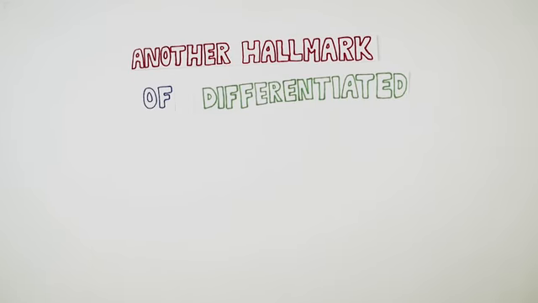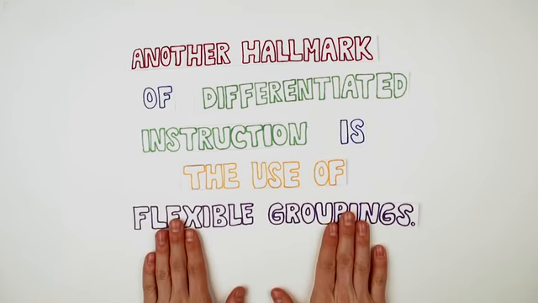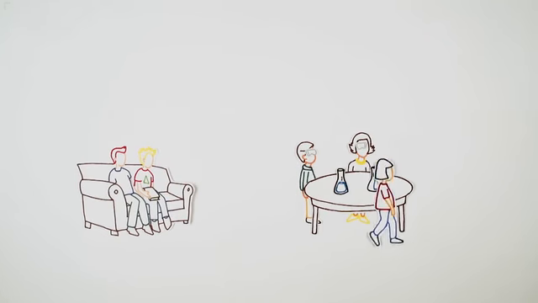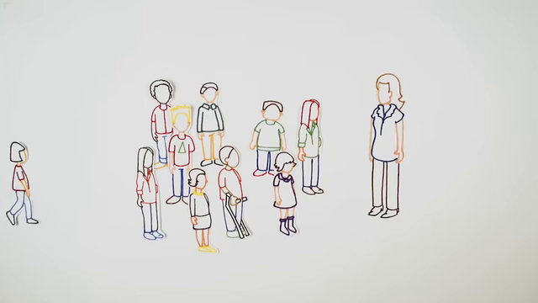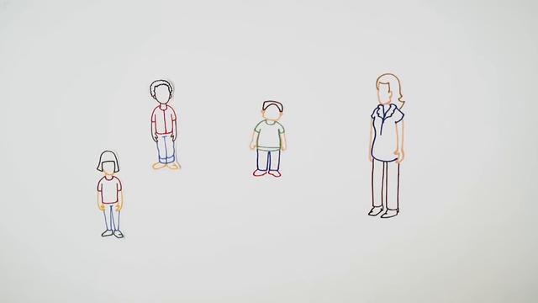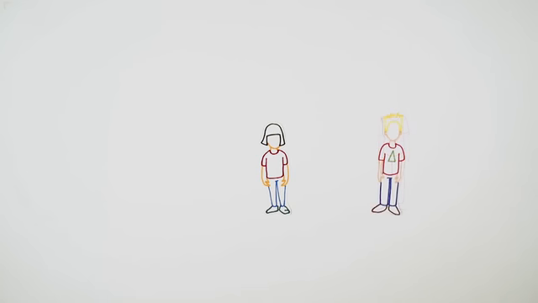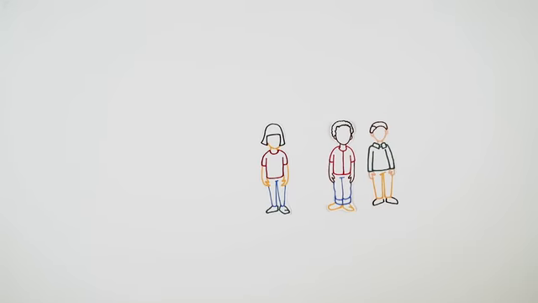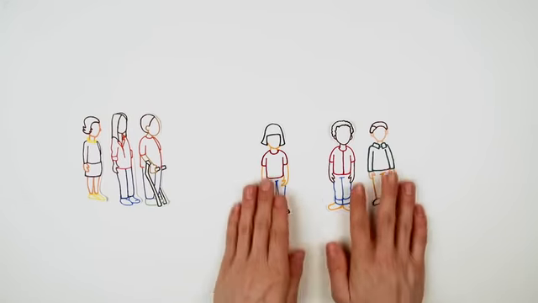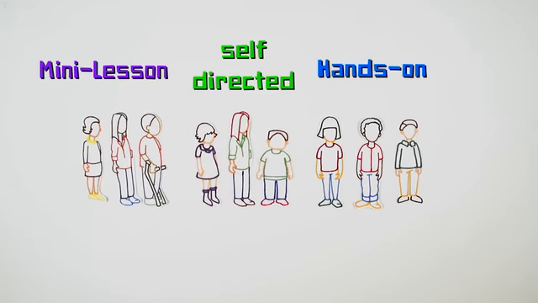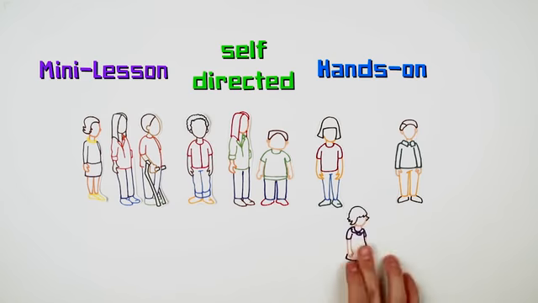Another hallmark of differentiated instruction is the use of flexible groupings. With flexible groupings, students are grouped and regrouped over the course of the school day and throughout the school year. Typical groupings include whole class instruction, small group instruction, one-to-one instruction, peer teaching pairs, partner learning, independent learning activities, and cooperative small group learning. This flexible way of organizing groups allows for targeted small group instruction with students who share similar learning needs, interests, or learning preferences.